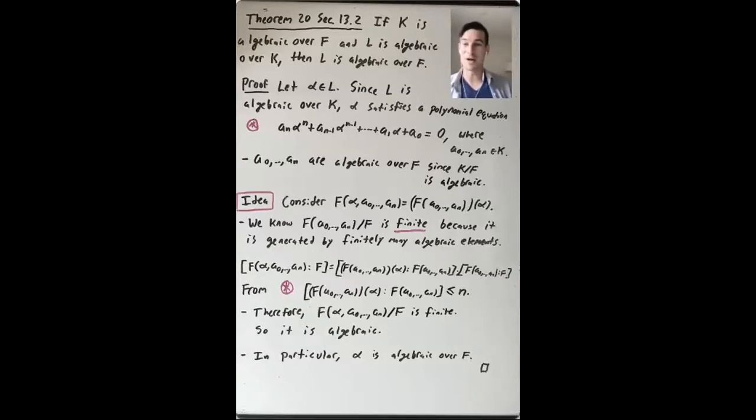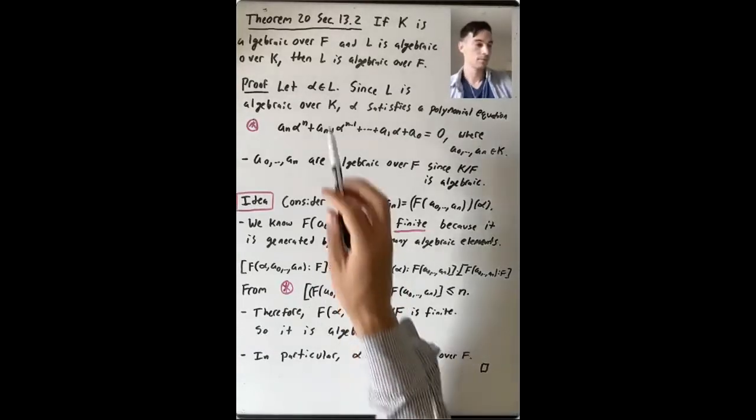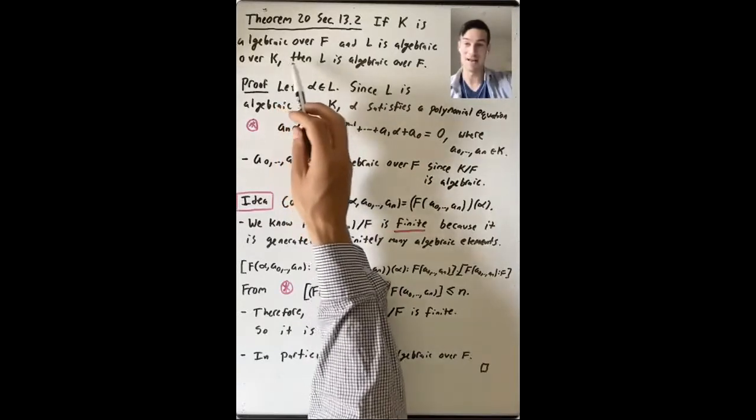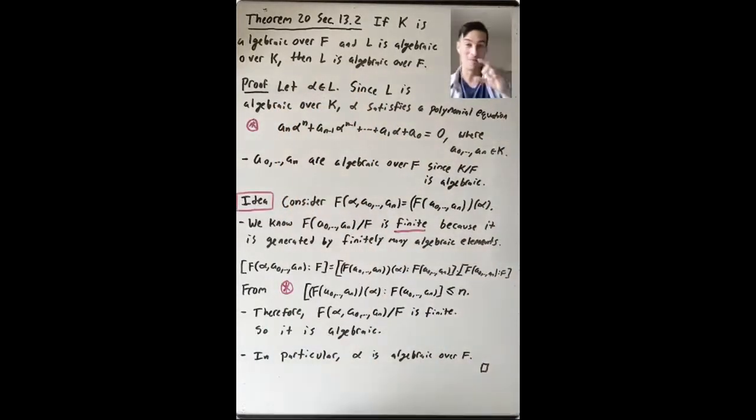We'll end this video by proving Theorem 20 in section 13.2. This says, if K is algebraic over F and L is algebraic over K, then L is algebraic over F. Think of L as being like the top field, K as being the field in the middle, and F as being the field at the bottom. If the middle field is algebraic over the bottom field and the top field is algebraic over the middle field, then the top field, in fact, is algebraic over the bottom field.